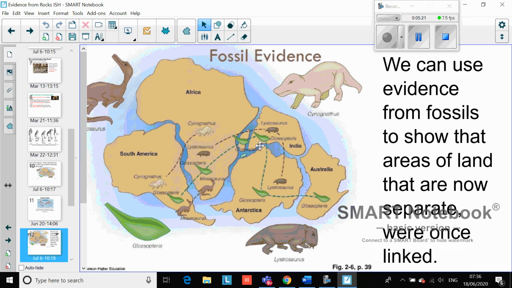Okay, so just in your own words, can you explain, please, why we think, using fossil evidence, the continents were once together? So, just to be clear, why do we think the continents were once together based on fossil evidence? Okay, so look at this diagram and use this to explain that. So pause the video and have a quick go at that. Just 1 or 2 sentences for that.